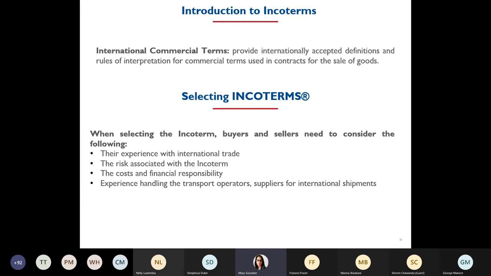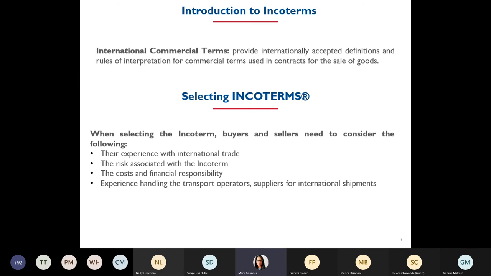Remember, if you are involved with the transport side as well, you will have to be making payments to the transporters, whether it is to transport the goods or to help you clear the goods at customs. And every step of the way, if anything goes wrong, you'll have to make payments. So you really need to think about what kind of experience you have handling the transport operators and suppliers for international shipments? Do you have relationships with logistics companies?